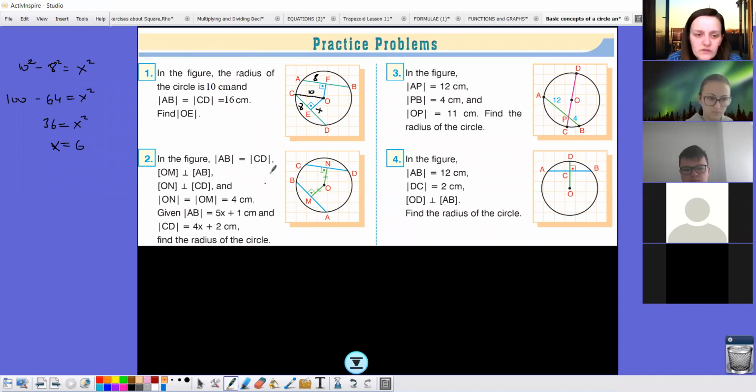Okay, in the second one, what is given? AB is equal to CD. Again, the chords are equal to each other. OM is perpendicular to AB, and ON is perpendicular to CD. ON is equal to OM and it is 4 centimeters. I'm writing for you. AB is equal to 5x plus 1, and CD is equal to 4x plus 2. Find the radius of the circle. What do you think? What will we do here?